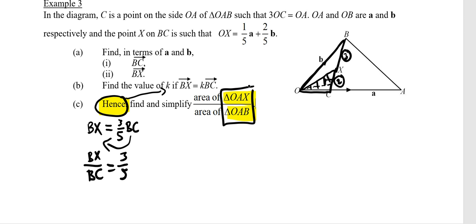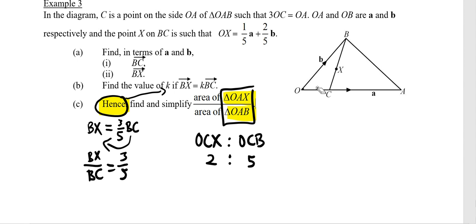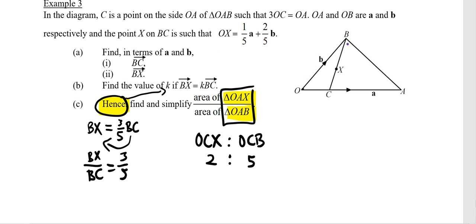So if we look at OCX and OCB, they have a ratio of 2:5. Now, of course this is not yet the final answer, because this is not the triangle they're looking for. So now if you look at the other half of the triangle, I'm going to use purple, on this side.